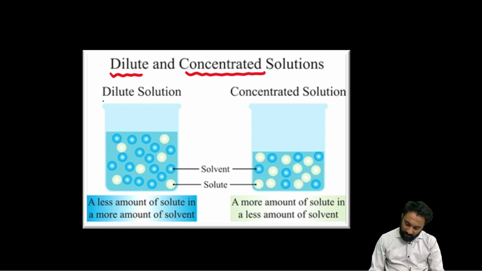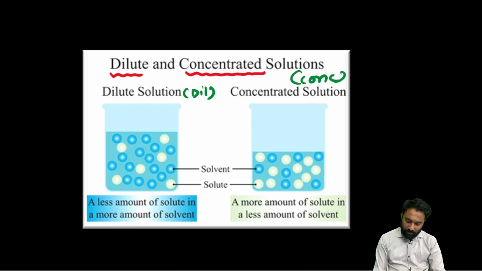You see, a dilute solution we will represent in this manner, and the concentrated we will represent in this manner. Clear? When can we say dilute and when can we say concentrated? You can see a less amount of the solute and a large amount of the solvent.